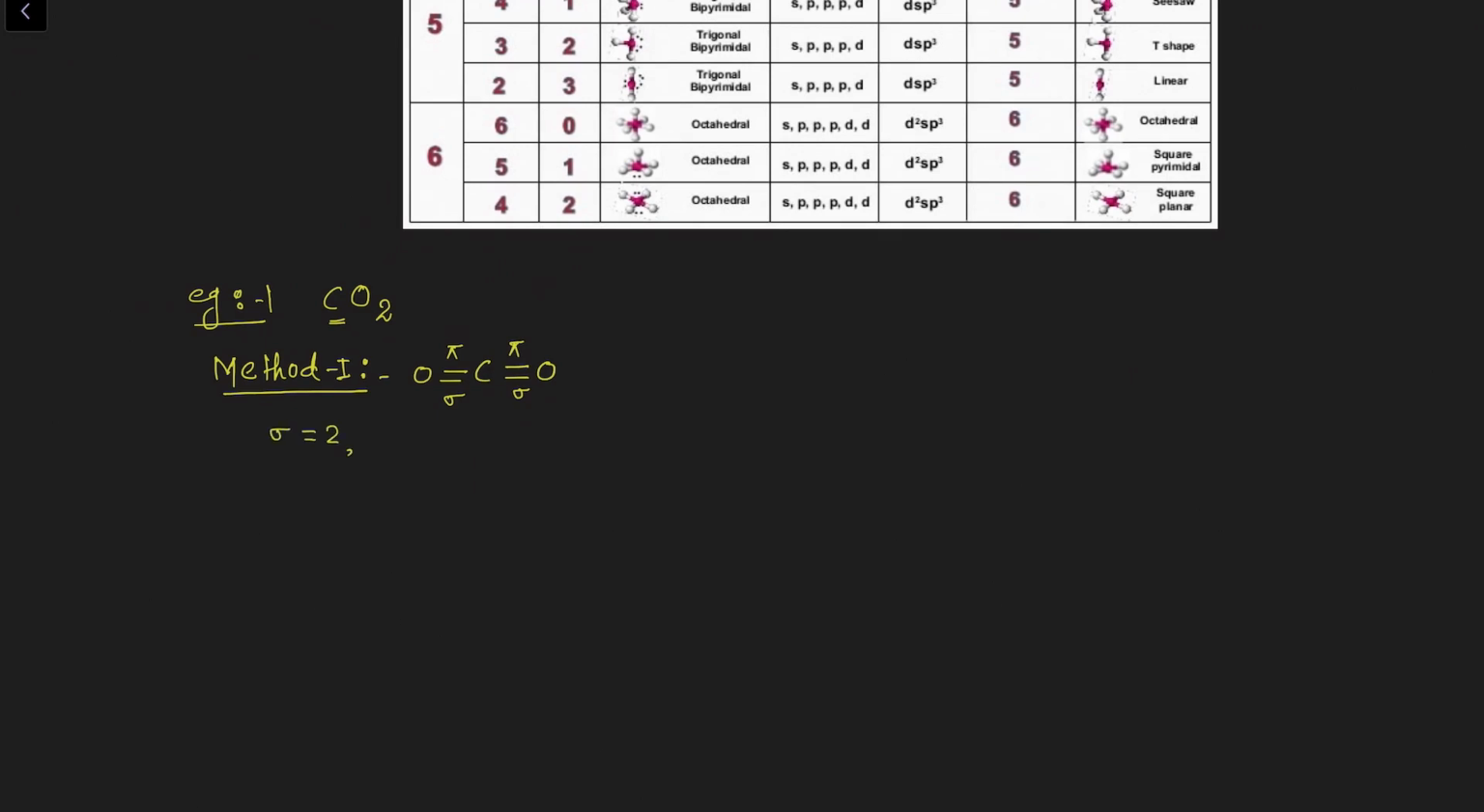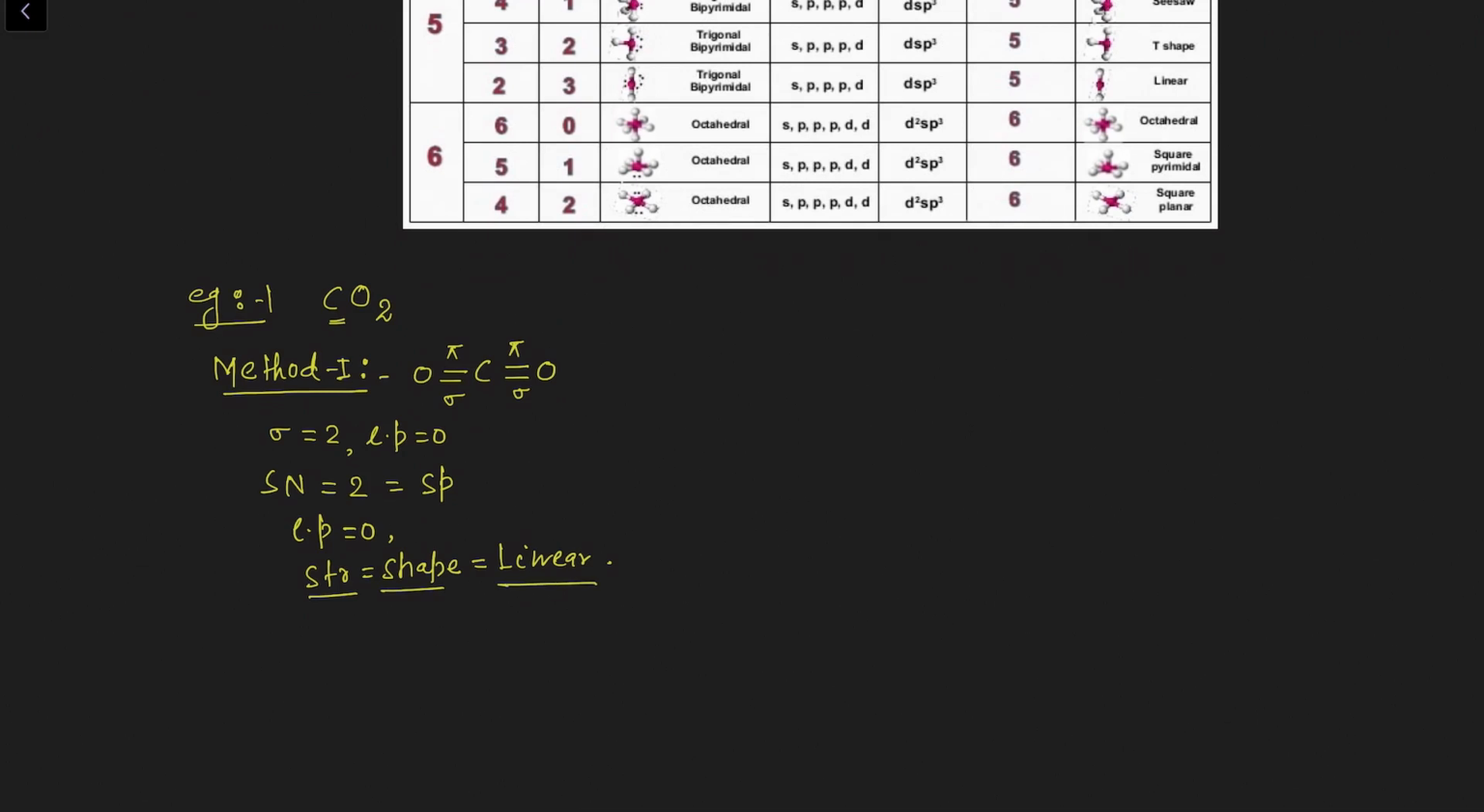Now check: out of the 4 valence electrons of carbon, all electrons are used for bond formation. So the lone pair is 0. So what is the steric number? The steric number is 2. So the hybridization is sp. Now as the lone pair is 0, the structure and shape will be the same. And the structure and shape is linear. This is method number 1.